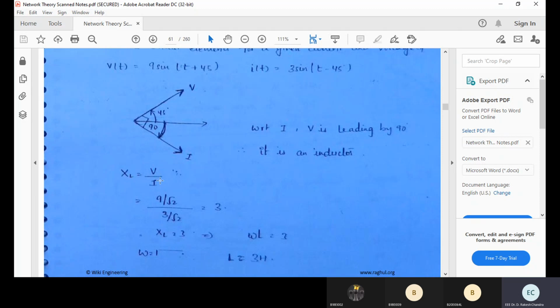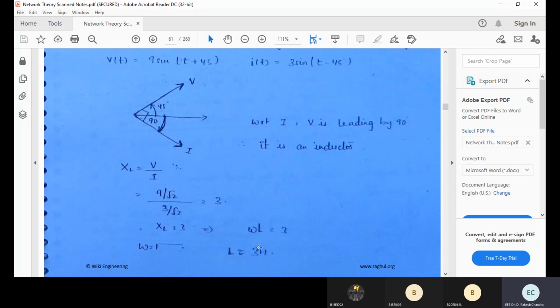XL is equal to V by I, Vm by Im, or V by I means Vm by root 2 divided by Im by root 2. Your actual VRMS value is Vm by root 2, and actual IRMS is equal to Im by root 2. Vm by root 2, Im by root 2, root 2 is cancelled. Your XL value is 3, which means L into omega is equal to 3. What is the omega value? In sin omega t, 9 sin 1 into t, 1 into t is omega t, so your omega is equal to 1. So what is your inductance value? L is equal to 3 Henry.